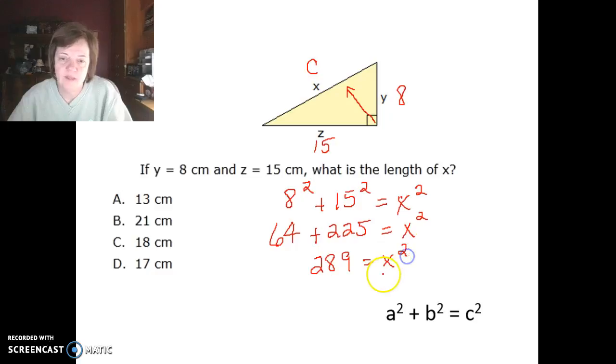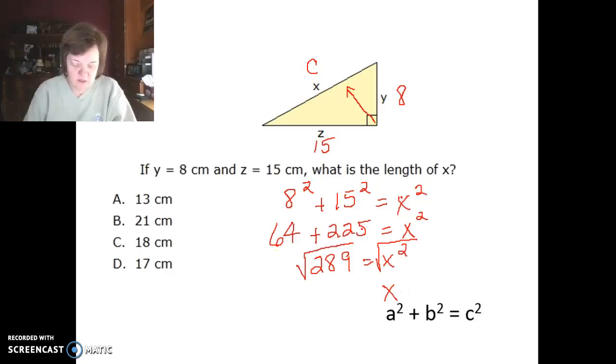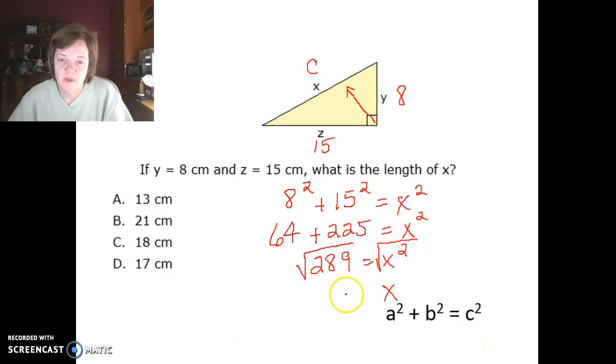So we have one more step because we're not looking for X squared, we're looking for X. We have to take the square root of X squared, which gives us X. That means we're going to take the square root of 289. So I'll punch that into my calculator. And that means X equals 17. Okay?